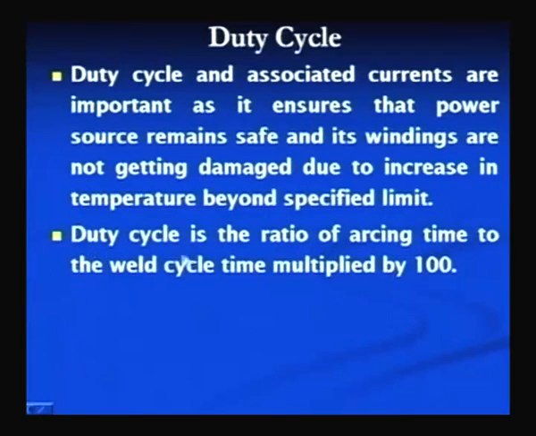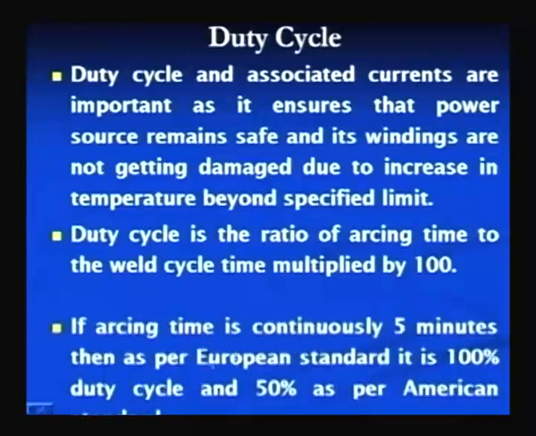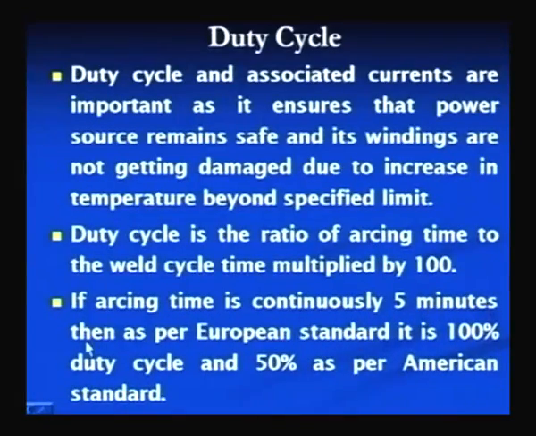This is another way to see the duty cycle. It is the ratio of the arcing time to the weld cycle time multiplied by 100. If the arcing time is continuously 5 minutes, then as per the European standard it is considered as 100% duty cycle and 50% duty cycle as per the American standard, because total weld cycle time as per the European standard is 5 minutes and as per the American standard it is 10 minutes. So, arcing for 5 minutes as per European standard results in 100% duty cycle, while as per the American standard it results in 50% duty cycle.